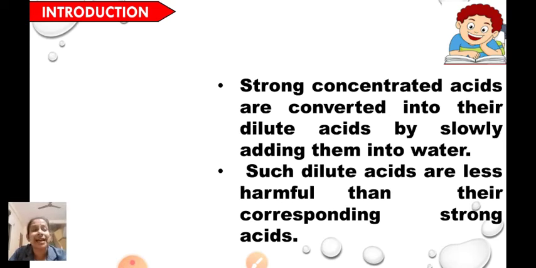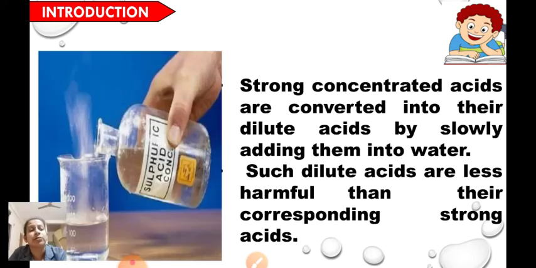Strong concentrated acids are converted into their dilute acids, as I have told you, since they have the property to dissolve in water. Okay, they can be converted into dilute solutions by adding them into water. By adding the strong acids to the water, we can make that acid dilute. So such dilute acids are less harmful than their corresponding strong acids. Dilute acids are not as strong as concentrated acids.